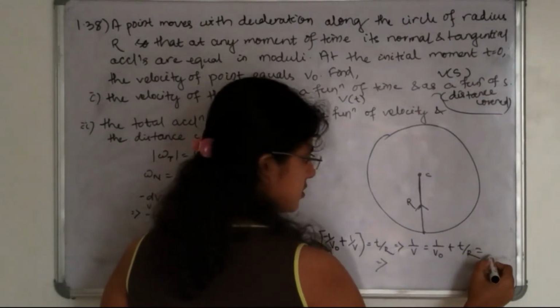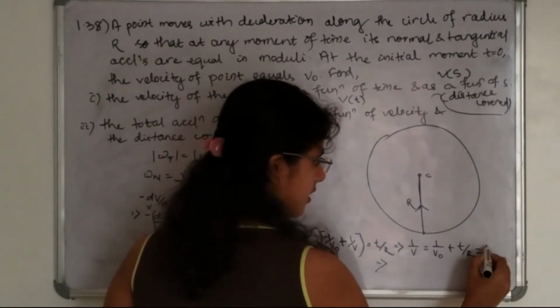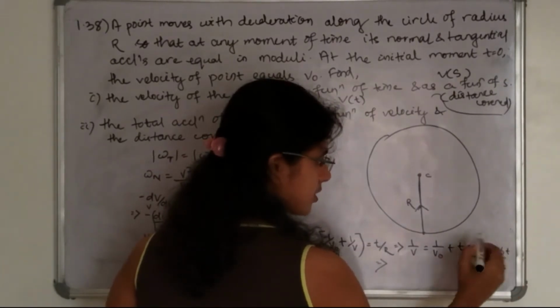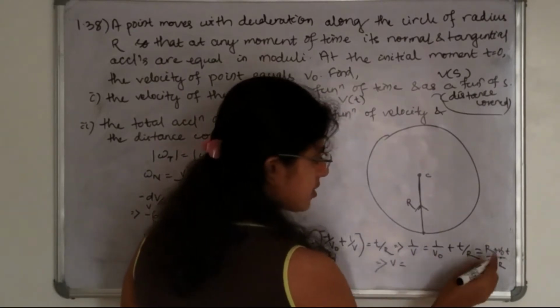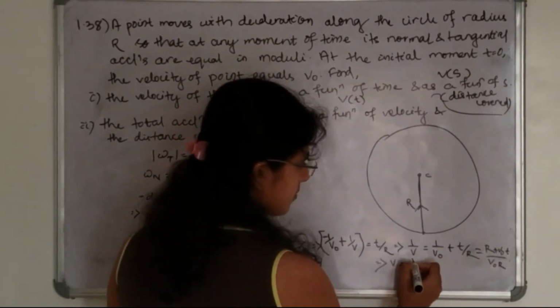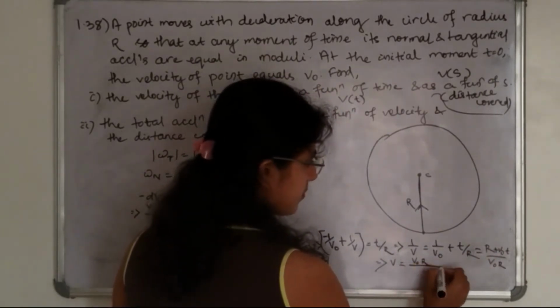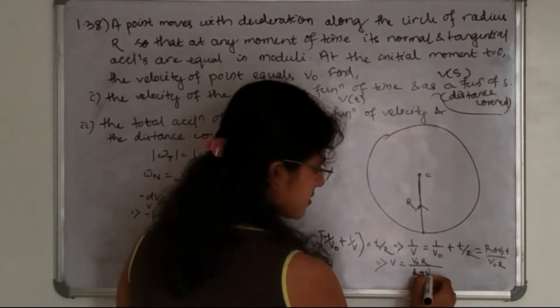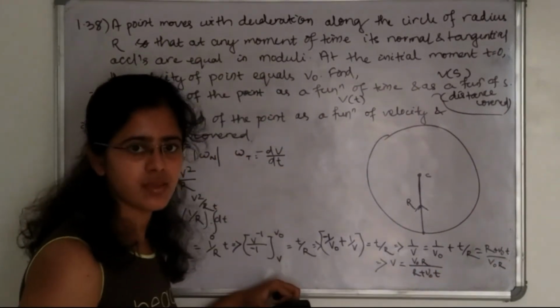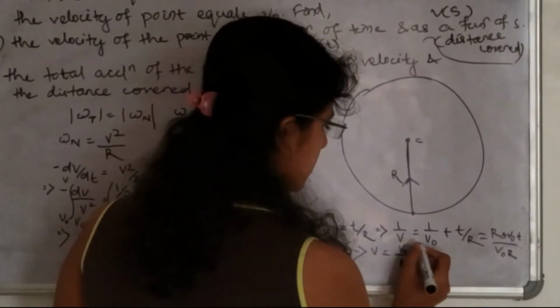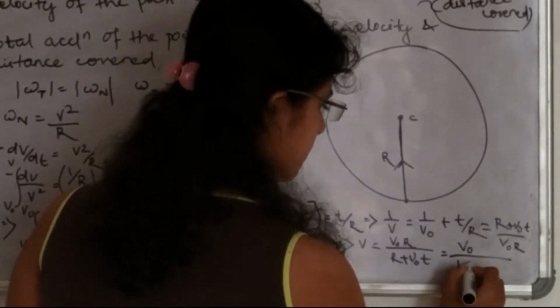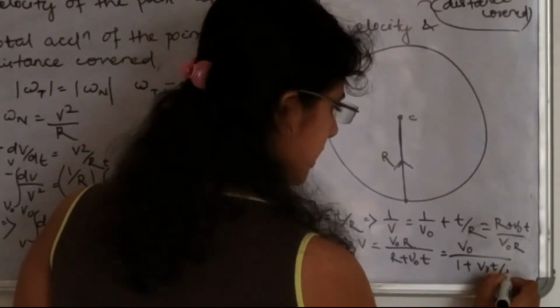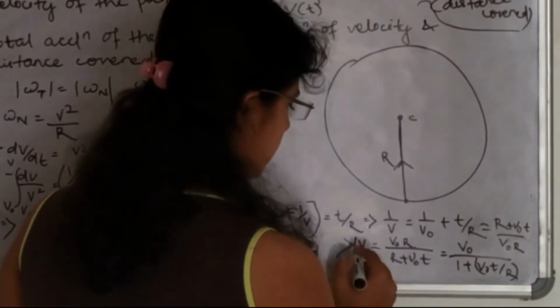That means this is how much? v naught into r, r plus v naught into t. Okay? v is equal to how much? v naught into r divided by r plus v naught into t. Okay? So this will be how much? v naught divided by 1 plus v naught into t divided by r.